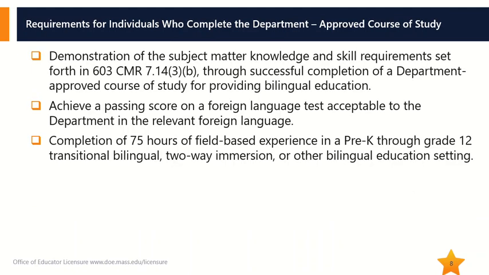Requirements for individuals who demonstrate the required subject matter knowledge and skill requirements through the successful completion of a department-approved course of study include achieving a passing score on a foreign language test acceptable to the department and completing a field-based experience of 75 hours in a pre-K through grade 12 bilingual education setting.